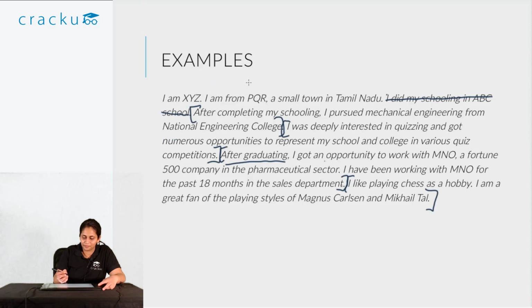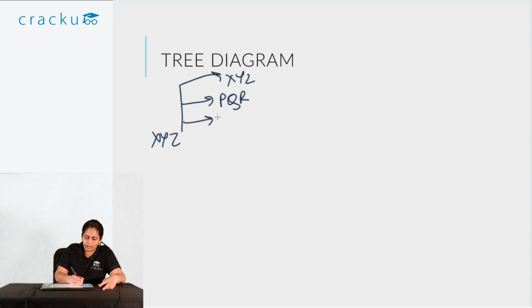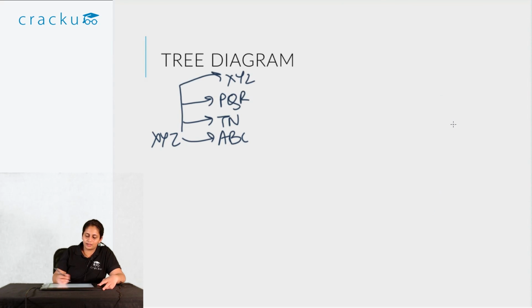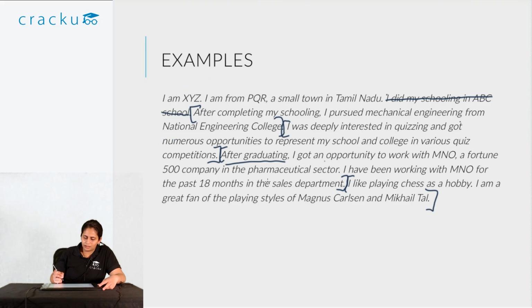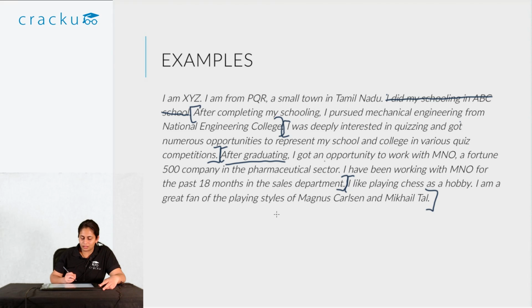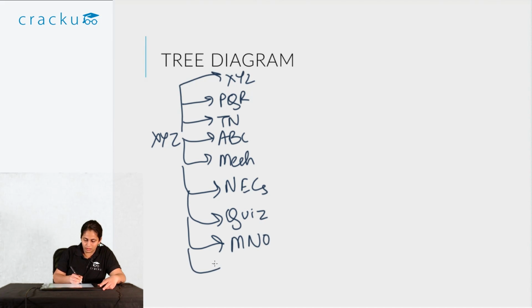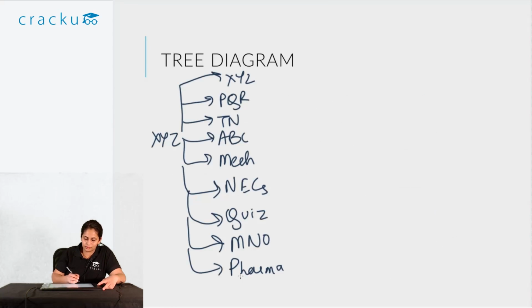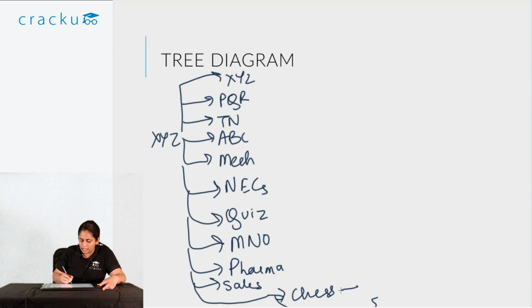The second thing that he has mentioned is he is from PQR and he is from Tamil Nadu. He did his schooling in ABC school. So that's another hook he has put. Then another hook is mechanical engineering and National Engineering College, NEC. Quizzing is a big hook. Obviously he has put quizzing as a hook, and this seems like a conscious hook. After graduating he got MNO as a hook as well as pharma as a hook. Sales is a hook, chess is a hook, and Magnus Carlsen and Tal.